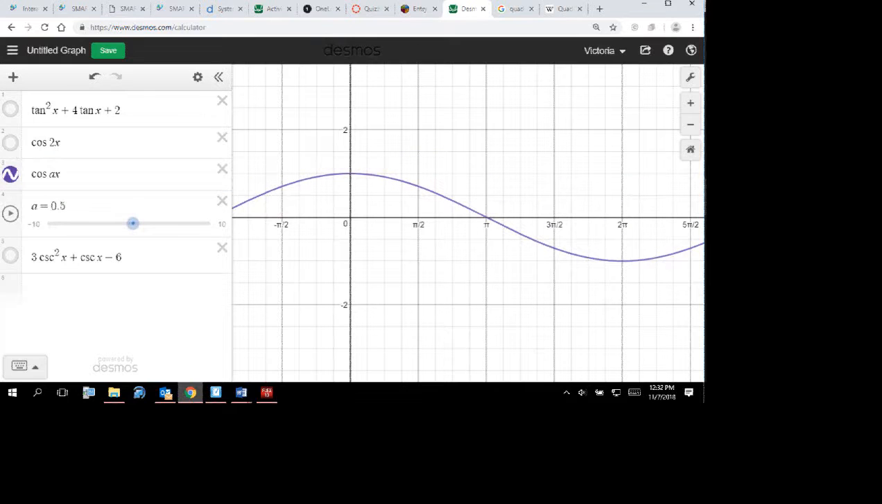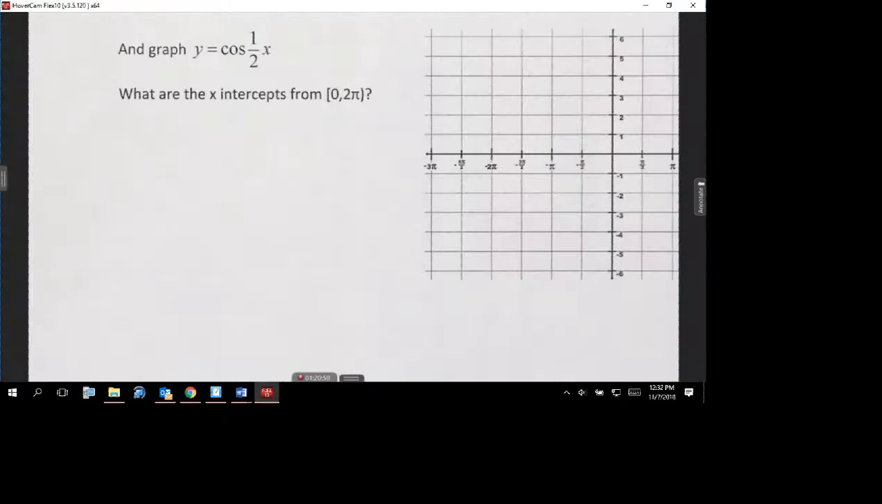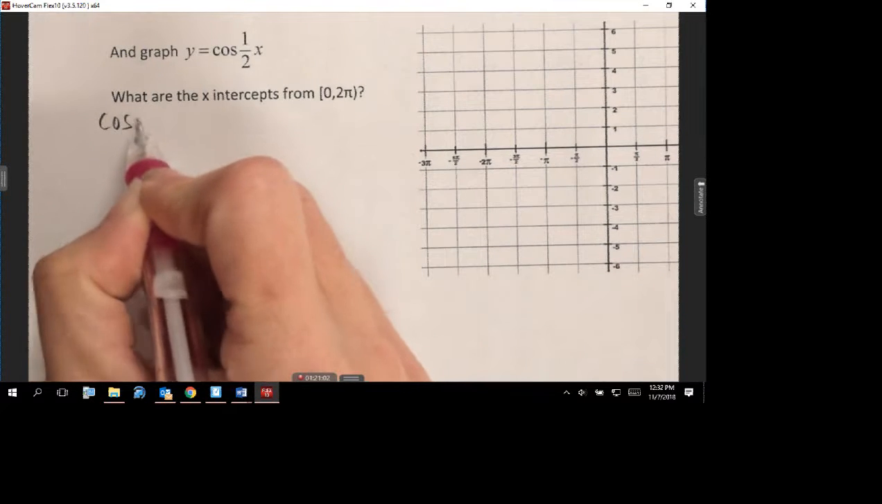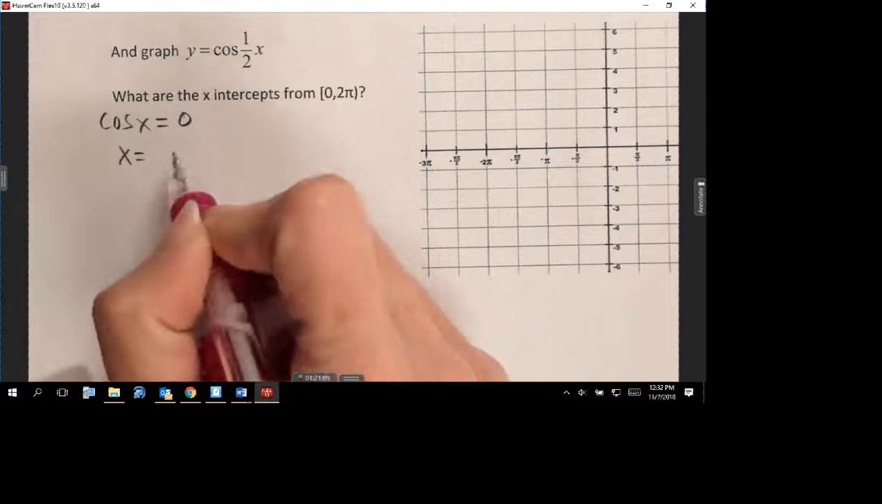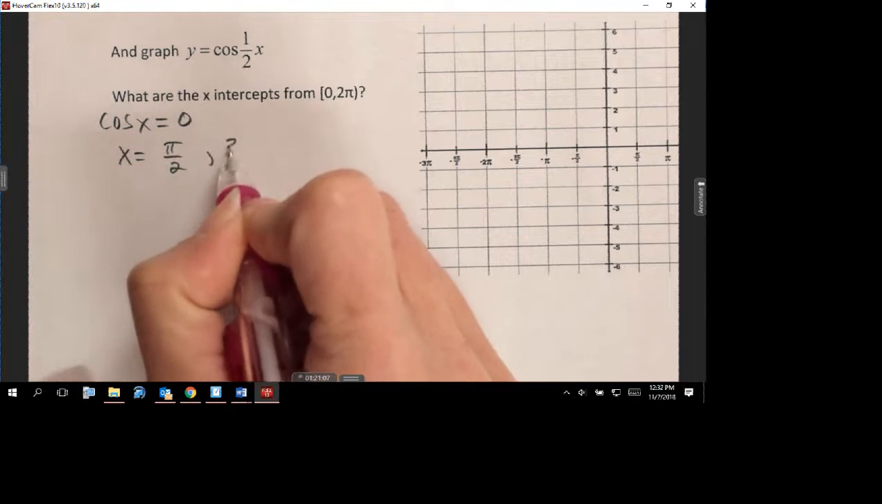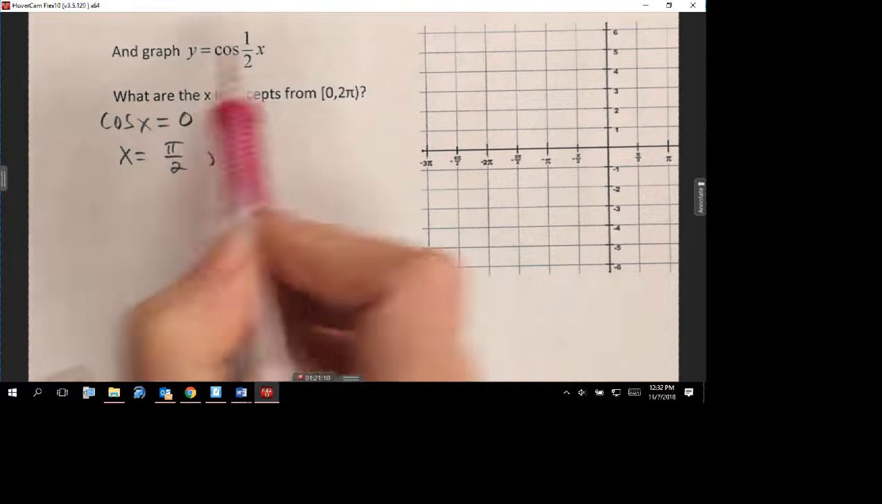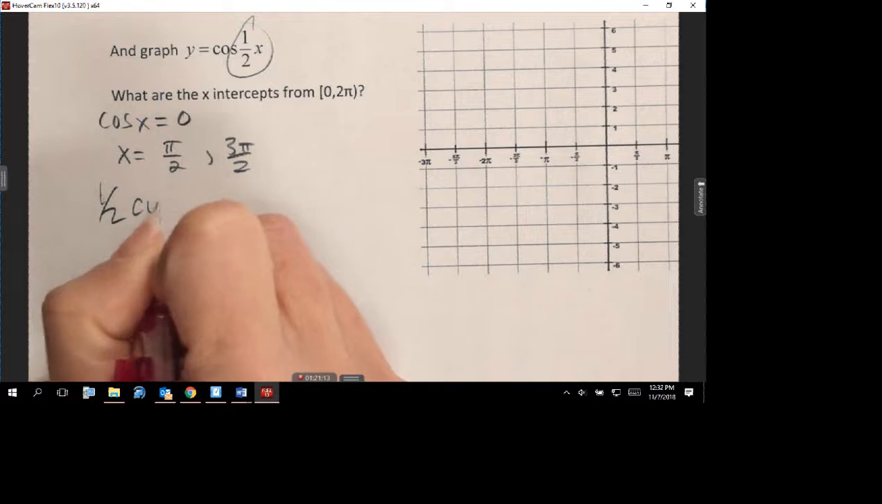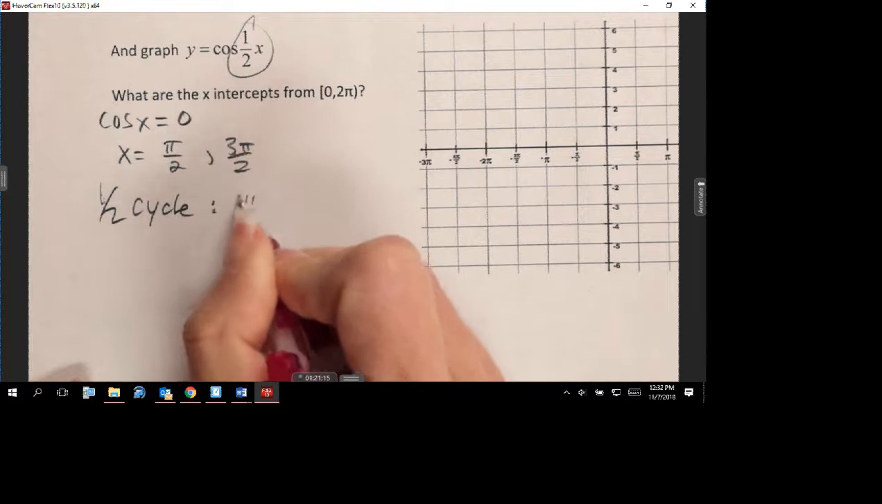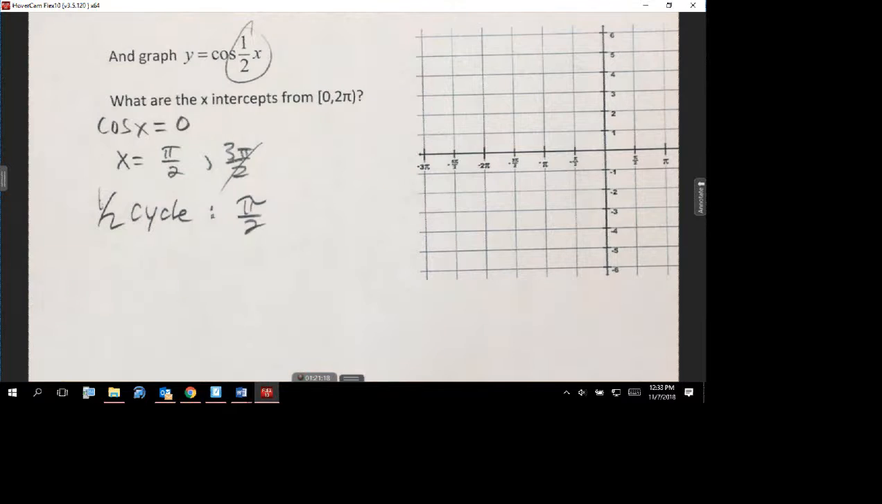We only had one x-intercept, and it was at pi. Because the A value is a half, that's a horizontal stretch. How much of the cycle is between 0 and 2 pi? Half of the cycle. So normally there's two x-intercepts. Normally cosine x equals 0, the x would be at pi over 2, 3 pi over 2. But since it's just half a cycle, I'm only going to use pi over 2. I'm not going to use that 3 pi over 2.